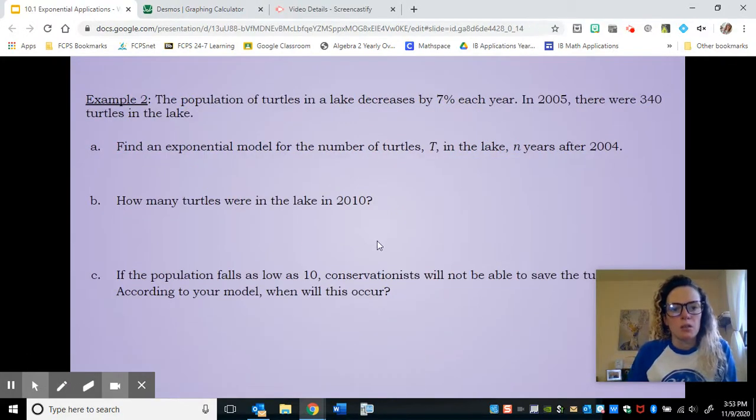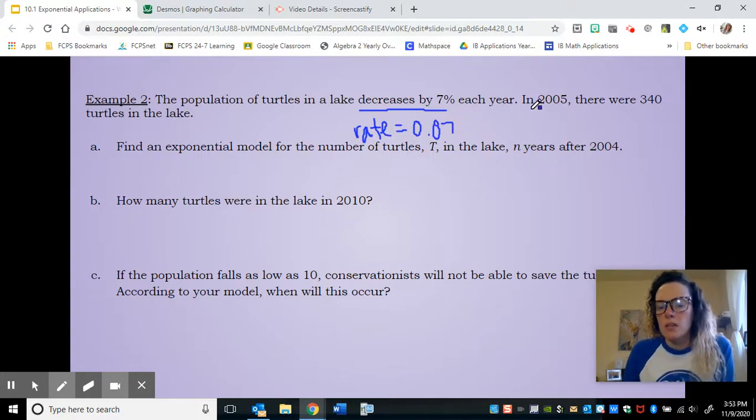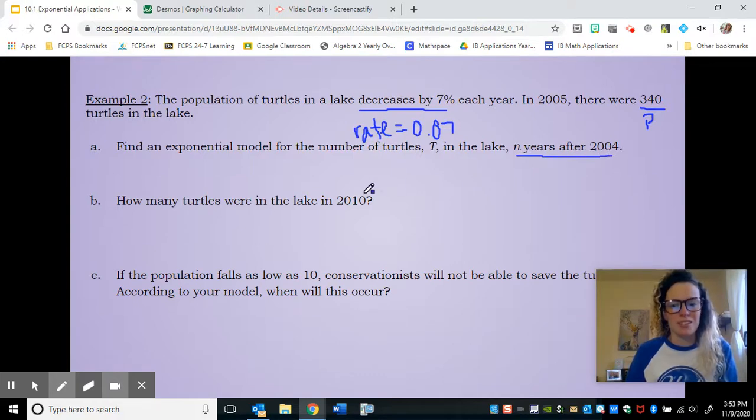All right, in example 2, the population of turtles in a lake sadly decreases by 7% each year. So that tells me that my rate is 0.07 because of the decimal. In 2005, there were 340 turtles in the lake. So that tells me my principal, or my primary amount, was 340. So in part A, writing an exponential model for the number of turtles, t, in the lake n years after 2004. So just keep that in mind maybe for future parts of this question.